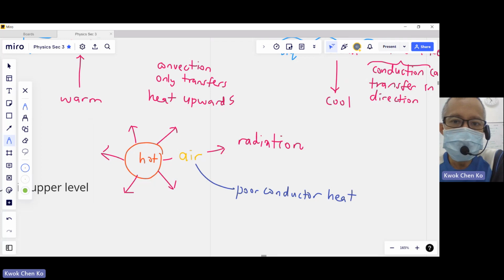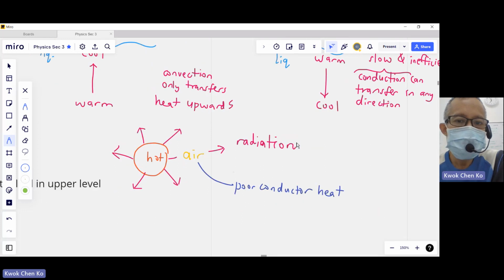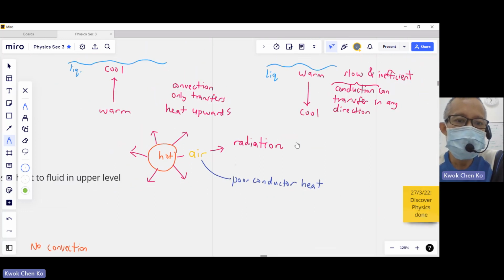Conduction is going to be super inefficient, worse than in liquid. Okay, but I'm not done. Under radiation, there are 3 words you need to remember. Tell me, in this case, is emission or absorption taking place? Good, so in other words, this object is emitting radiation.